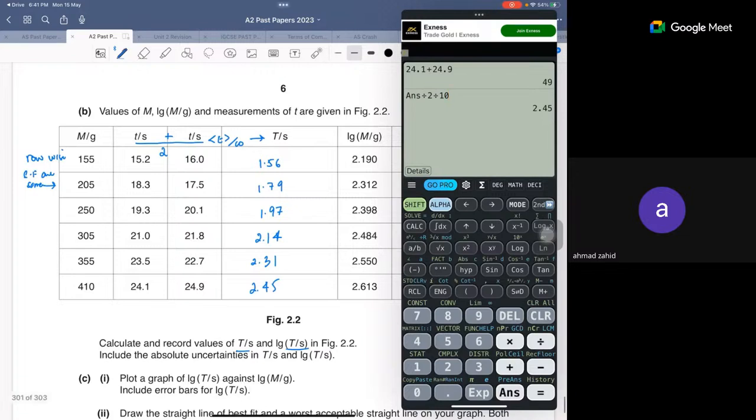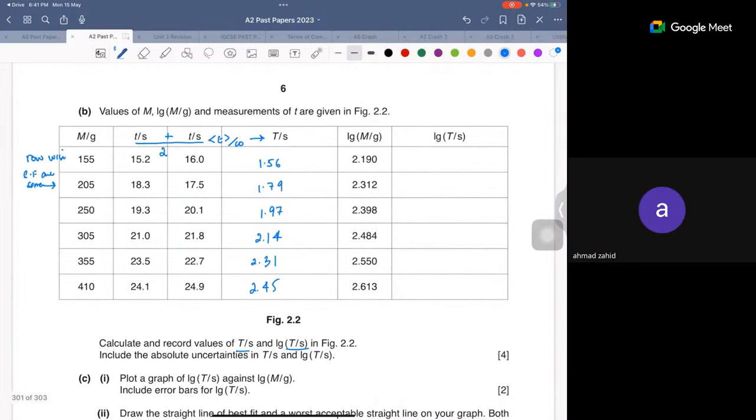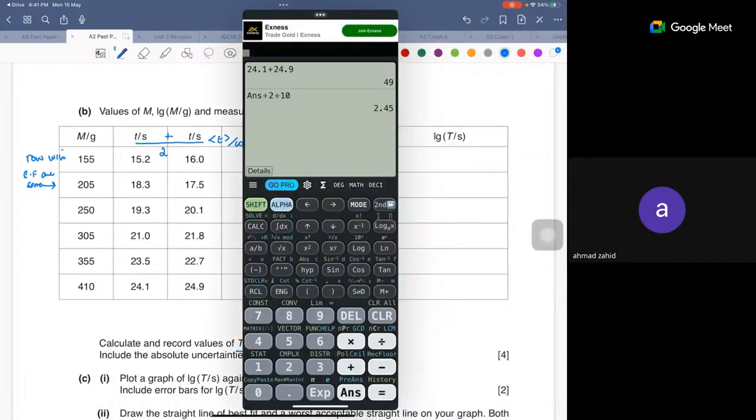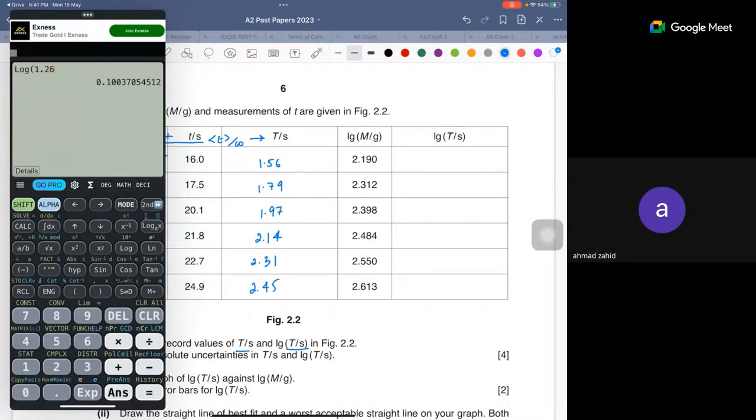Then you can go to the next one and you have to take lg of T. That's pretty simple. All you need to do is keep on taking logs. Log of 1.56 is going to be 0.193. Now, why am I writing this in three significant figures? Let me write it in a different color, 3SF, because this is in 3SF. You need to remember that they must have the same significant figures.